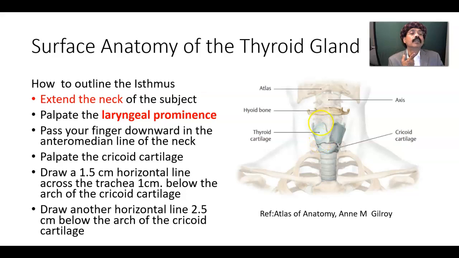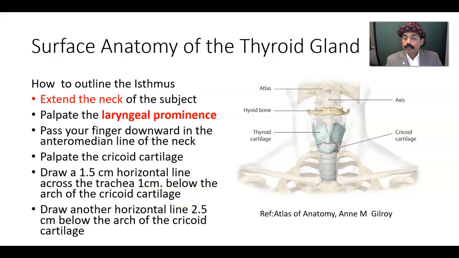If we can palpate that, then we can slip our finger down and ultimately we'll get the cricothyroid ligament, then we'll get the arch of the cricoid cartilage. Once we get the arch of the cricoid cartilage, then we'll draw a 1.5 centimeter horizontal line across the trachea, 1 centimeter below the arch of the cricoid cartilage.